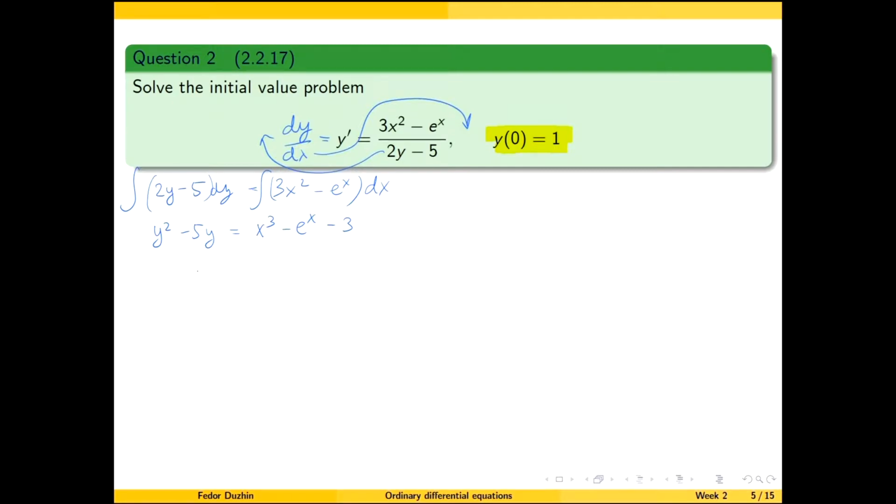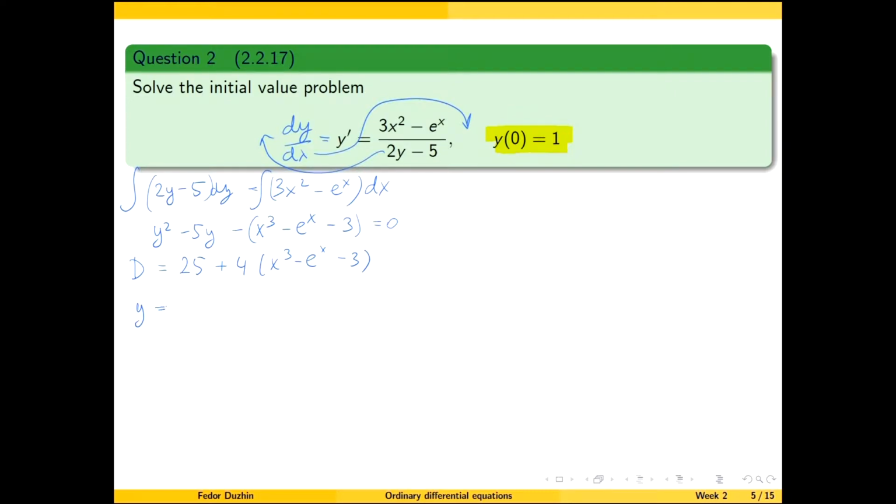So notice that if we move everything with x to the left-hand side, then we get a quadratic equation, right? In terms of y, this is a quadratic equation. Now, let us just solve it as a quadratic equation. So the discriminant of this as a quadratic equation is 25, it's minus 5 squared, so 25, minus 4, so minus and minus is plus, 4 times this x cubed minus e to the x minus 3. So remember that the unknown is y, so we are solving for y now. So currently we pretend that x is a constant.